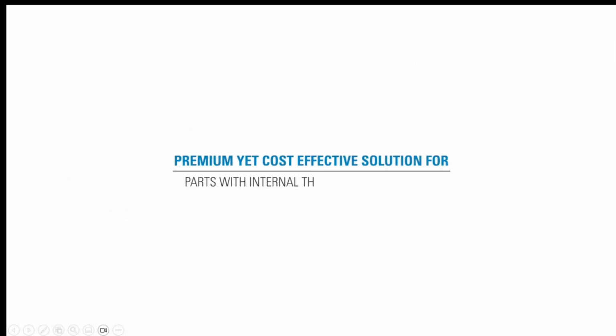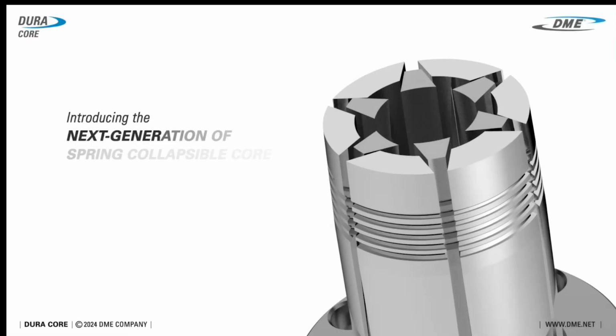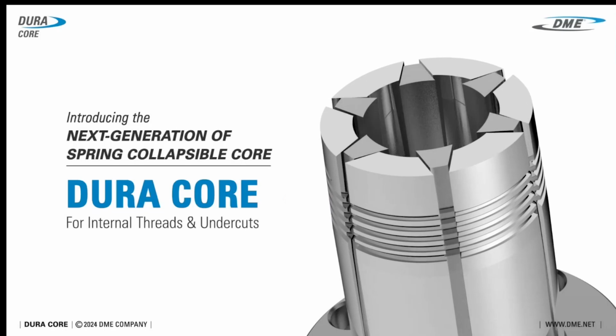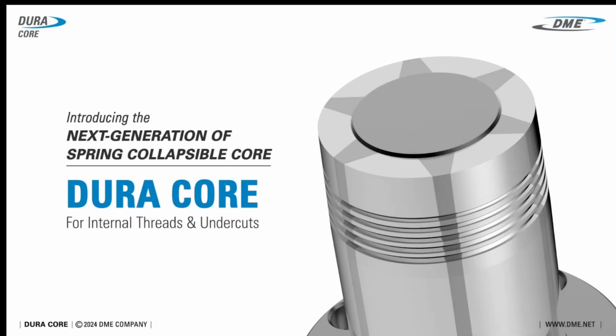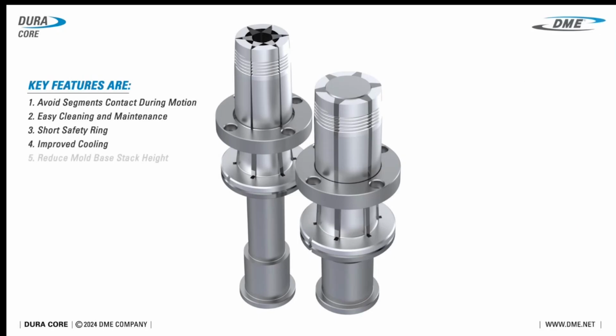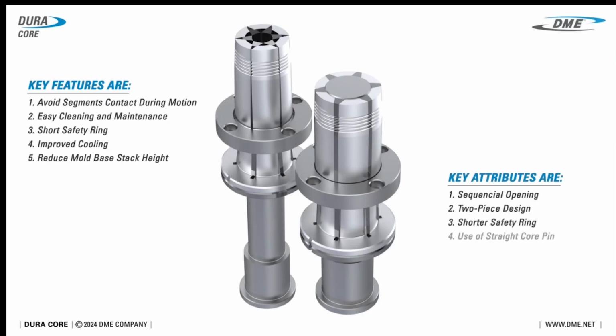Premium yet cost-effective solution for parts with internal threads and undercuts. Introducing the next generation of spring collapsible core, DuraCore, for internal threads and undercuts. Key features are avoid segments contact during motion, easy cleaning and maintenance, short safety ring, improved cooling, reduce mold base stack height. Key attributes are sequential opening, two-piece design, shorter safety ring, use of straight core pin, reduced collapsible core length.